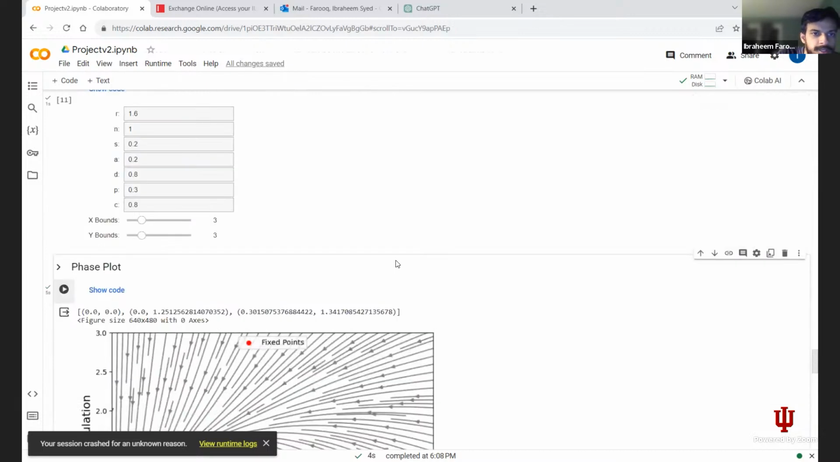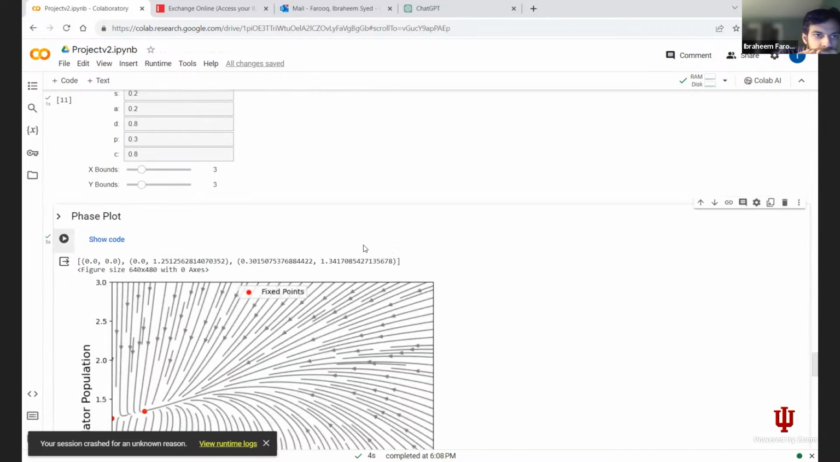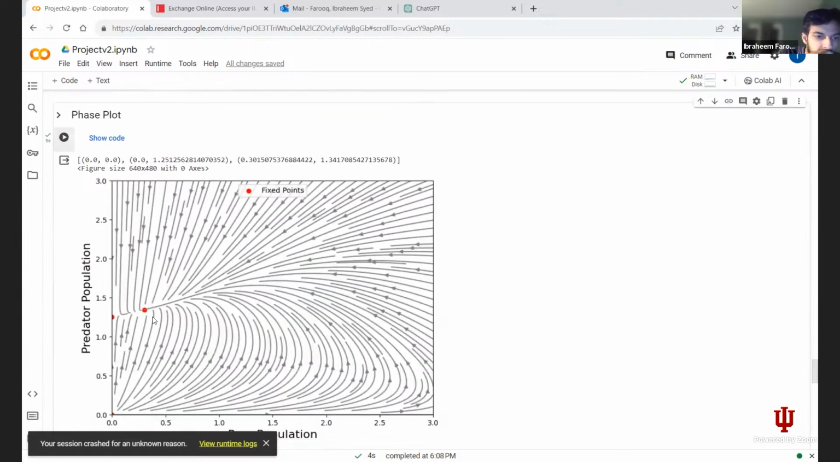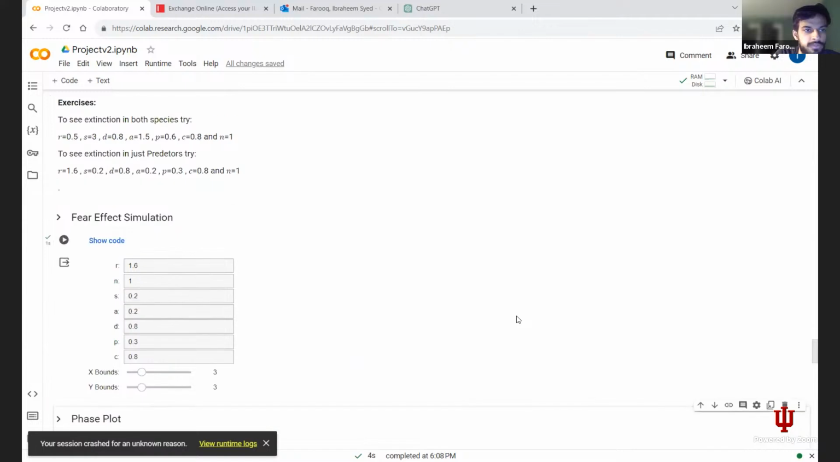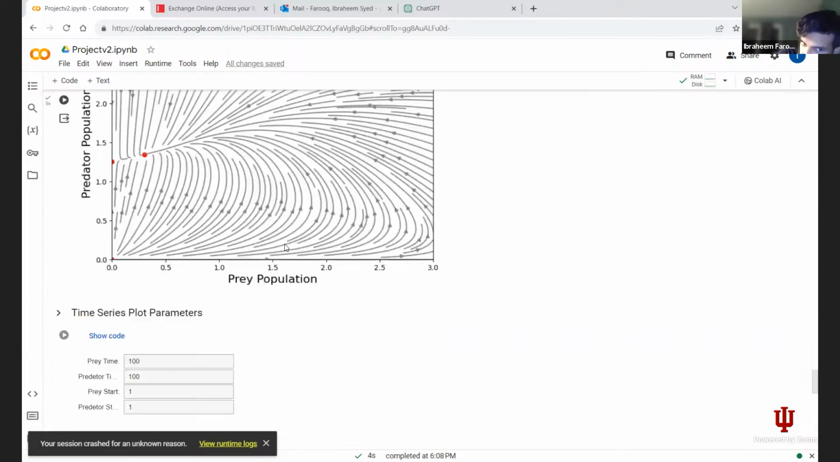Yeah, so here we are looking at a scenario with a lowish fear, and the lowish fear is causing the prey population and predator population to have a stable fixed point here, and then also an unstable fixed point here and an unstable fixed point here. So this is an example of a stable phase plot for the weak Allee effect, I believe. No, sorry, for a high S. My bad, I was thinking about the wrong thing. This is for high S.